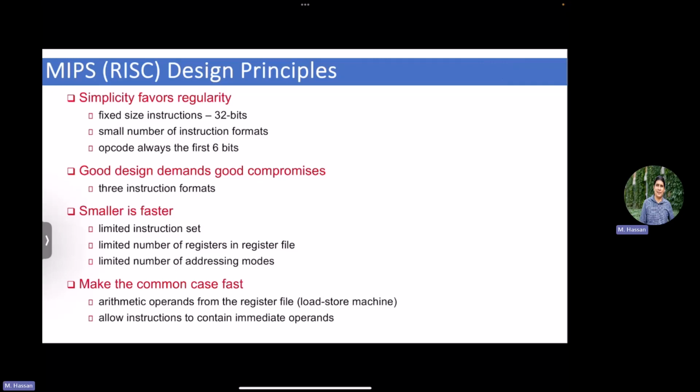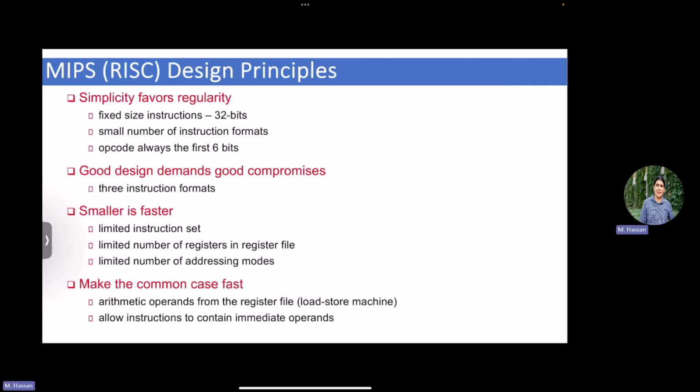And then the main principle that's coming from Amdahl's law: make the common case fast. Arithmetic operands are simply very, very common, so all the time you want to operate from the register file. Allow instructions to contain immediate operands, as we discussed today, because they are also common in figuring out addresses. They are common in dealing with branches. In that case, you want to embed the immediate value inside the instruction format itself, instead of storing it in the memory or in the register file. Make sense? So this is basically summarizing all the trade-offs we have discussed in the past 2.5 minutes. Questions?